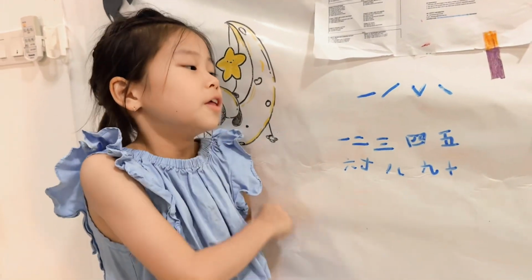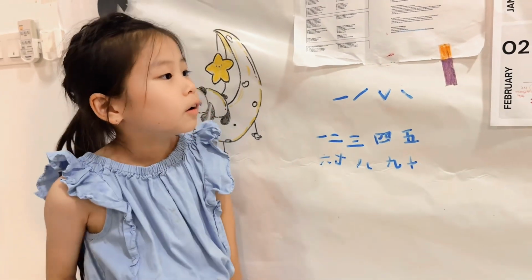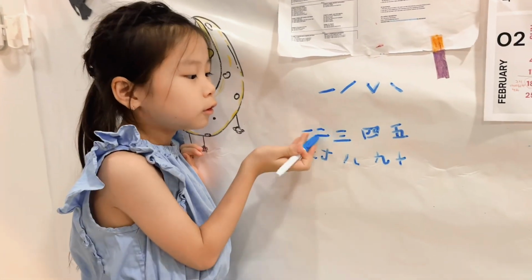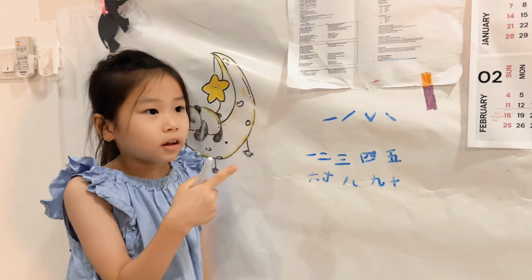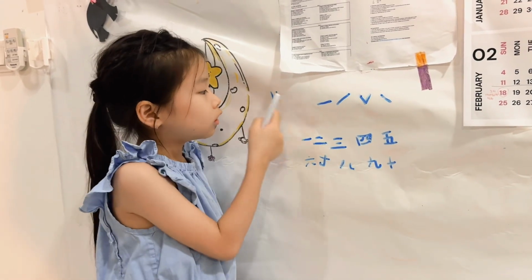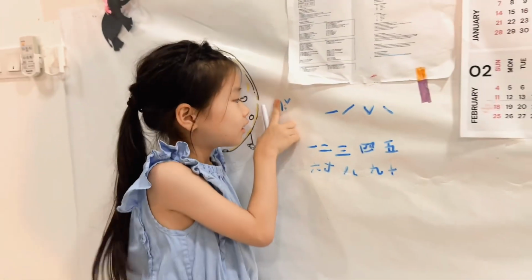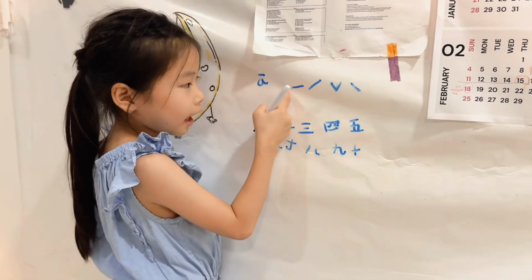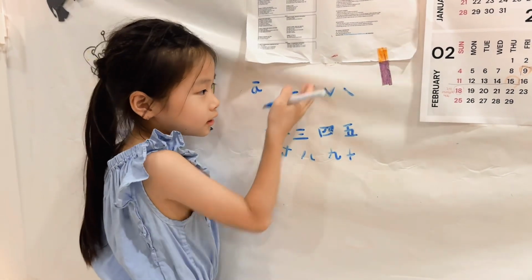Okay, today we will learn numbers and the pinyin. Pinyin is something like, when we don't know how to say numbers, we put English letters. How can I say? If I say Lee, then this is just Lee, right? If I put my Lee, it's the same thing.